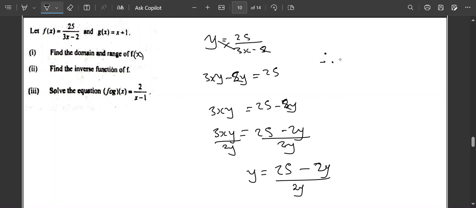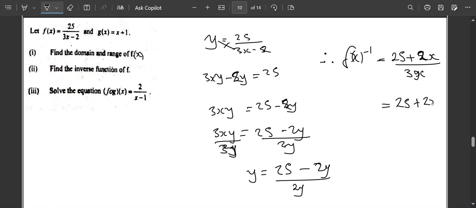So now you just say therefore, the inverse of f of x is equal to, you substitute wherever there is y, so 25, then plus 2x, which I've been repeating. So this is 2x over, all right? I was supposed to divide by 3y, which is now 3x. Have you seen the mistake that I'm making? You substitute like that. So this will be 25 plus 2x over 3x like that.